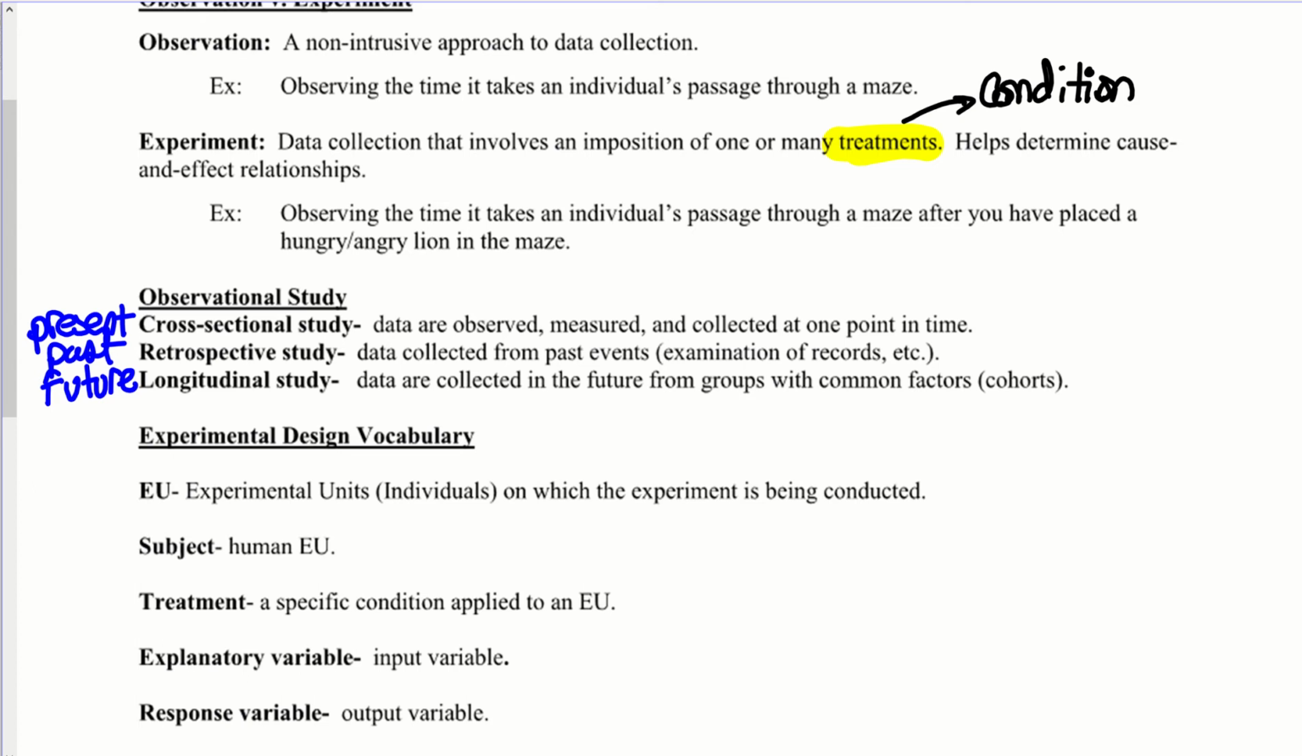All right. So you're in the doctor's office. They take your vitals, cross-sectional. They compare it to what came before, retrospective. They decide we're going to keep an eye on you in the future, that's longitudinal. Now, they didn't impose any treatments. There's no medicine involved. So it's not an experiment, it's just observation. We're going to keep you here for observation. Observational study, that's what it is.